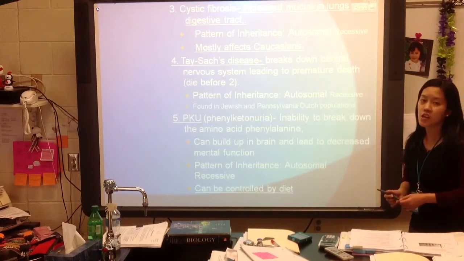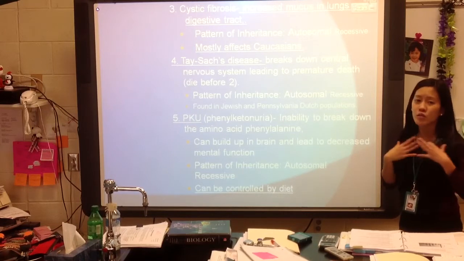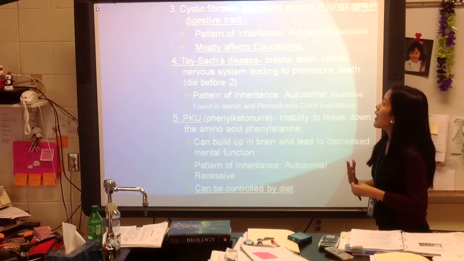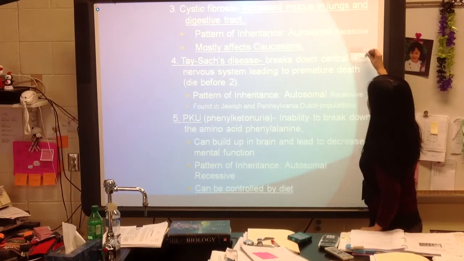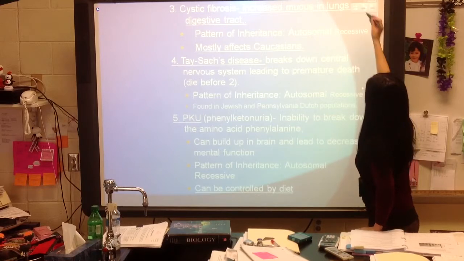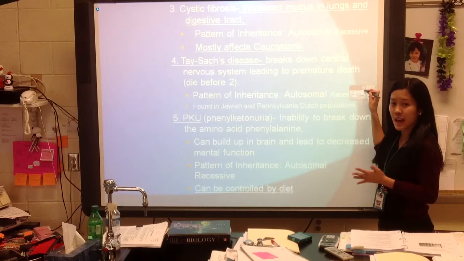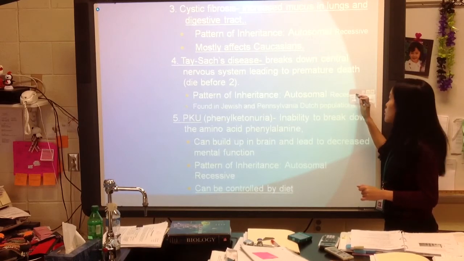Another disease that we need to know about is cystic fibrosis. Cystic fibrosis is when your actual lung cells have an increase in mucus. And what this causes is that it actually causes you to not be able to breathe very well. Diffusion doesn't happen as easily through a lung cell that contains a lot of mucus.